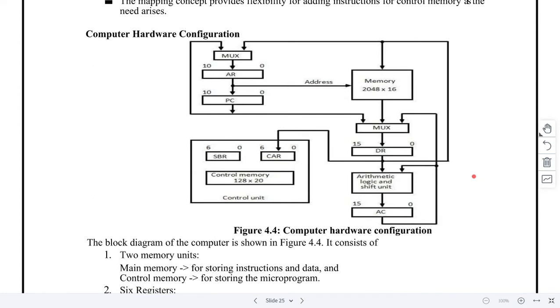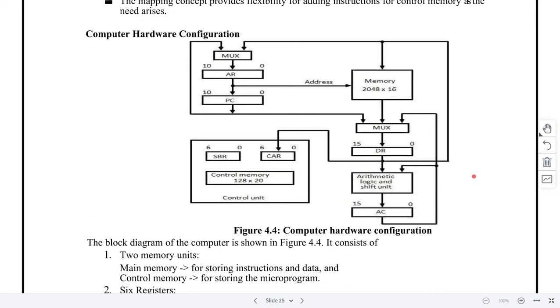So each word will be placed in the DR register or the accumulator. The DR register holds data and the accumulator is for manipulation of data. That's why these consist of 16 bits. All these registers are connected by using a multiplexer as well. The multiplexer is used for transferring the information among the registers.